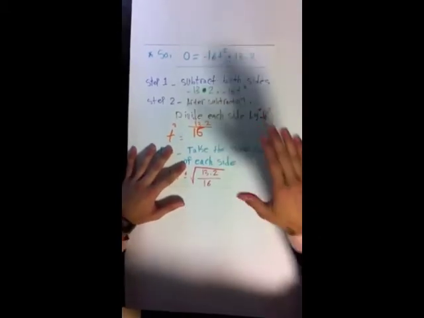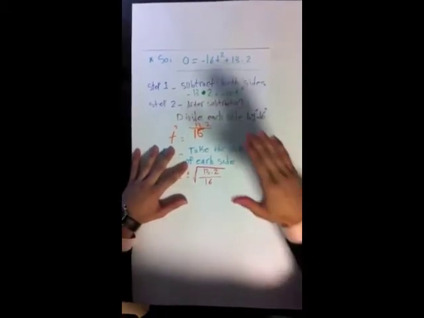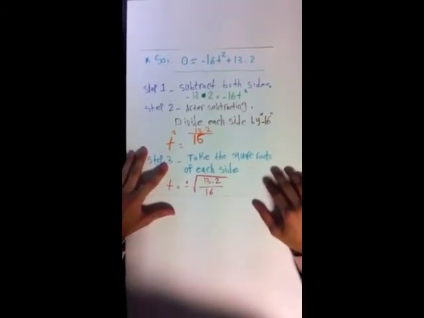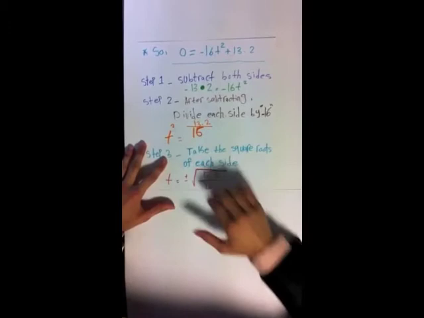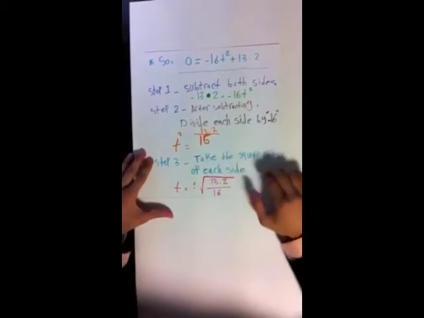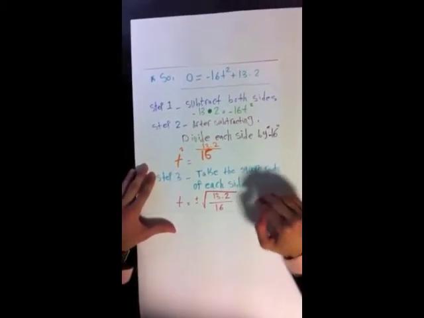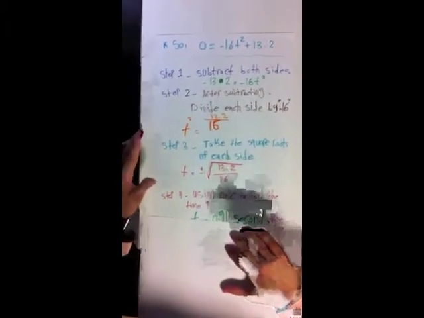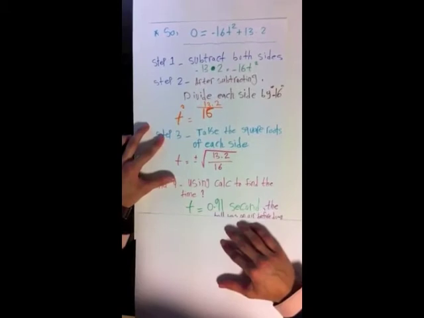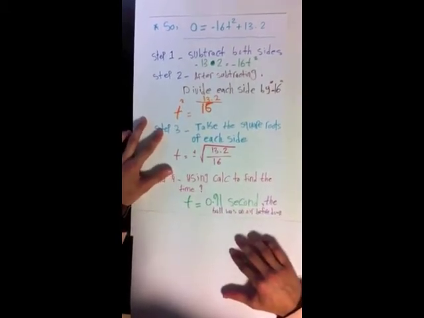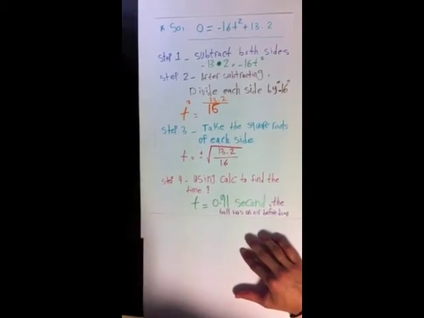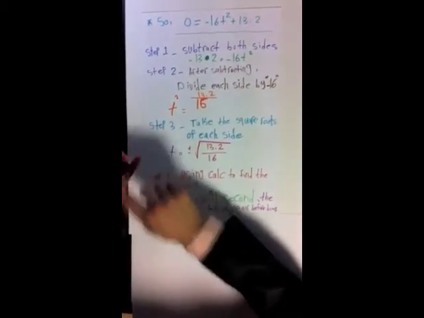Step number 1, subtract 13.2 from both sides. After subtracting both sides, divide each side by negative 16, as shown here. Also, later, take the square root of each side, as shown here. Using the calculator to find the time, we found that it's 0.91 second the ball was in the air before it touched down. And if we look at our timer, it gives us 0.91 second.